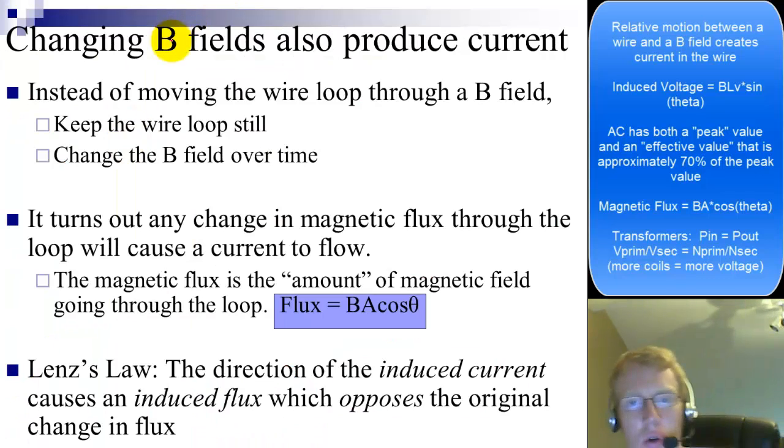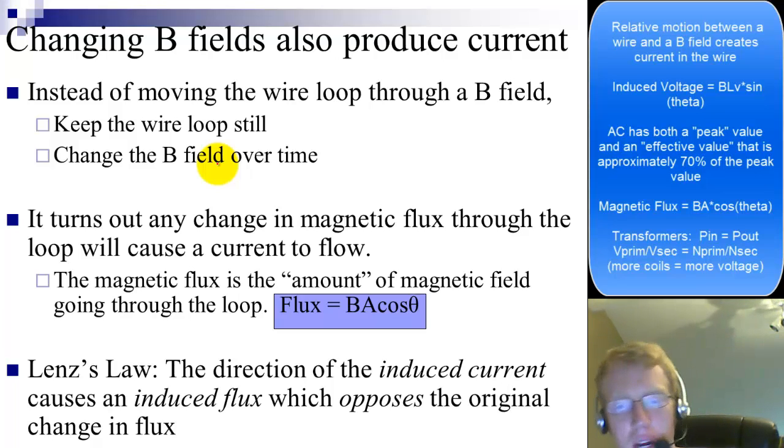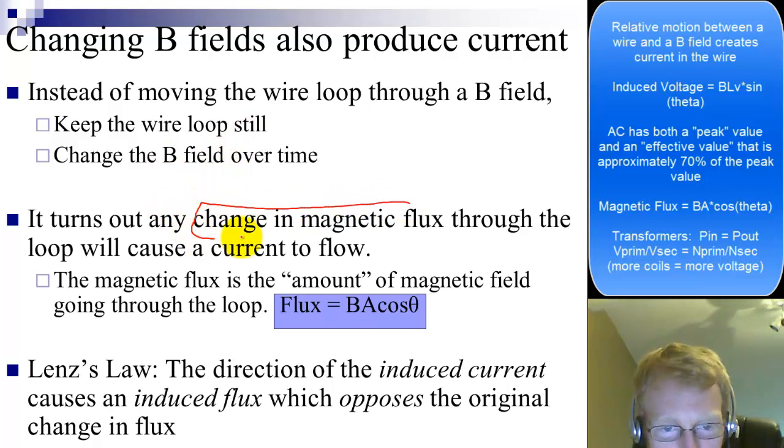Okay. So the next thing is, in the sim, we practiced moving the magnet near the coil of wire. But another option is to keep the wire still and change the magnetic field, either by increasing the strength of the magnet, or by decreasing the strength, or by moving the coil back and forth, or by moving the magnet back and forth. So there's lots of different combinations that you can do. The net result is any change in magnetic flux.